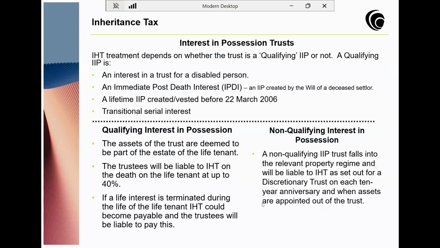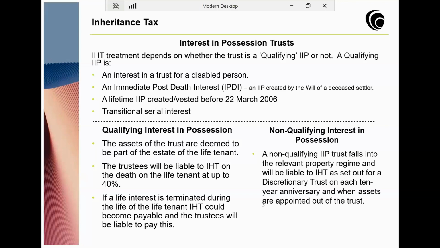So if we just move on now to interest in possession trusts, these are a little bit more complicated following rule changes in March 2006. So if you are a qualifying interest in possession trust, which would be a trust for a disabled person, an immediate post-death interest, which is a trust created by the will of a deceased settlor giving someone an interest in possession immediately after the death, or a lifetime interest in possession, which was created before 22nd of March 2006, the assets of the trust are deemed to be part of the life tenant's estate.